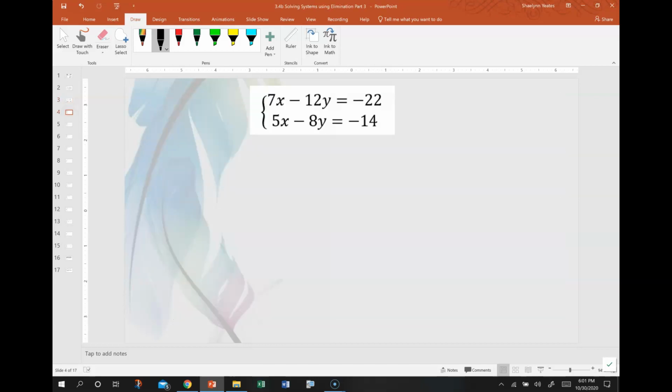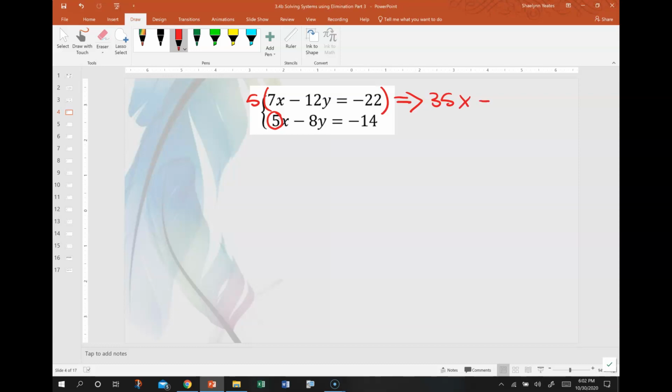Right here, first thing I notice, they don't match. So I'm going to multiply the top and the bottom equation by numbers to make them match. The way that I do that is I pick a letter I want to get rid of. In this case, I'm picking x because they've got smaller numbers on them. So I'm going to multiply the entire top equation by a 5. And when I multiply the top equation by a 5, I get 35x.